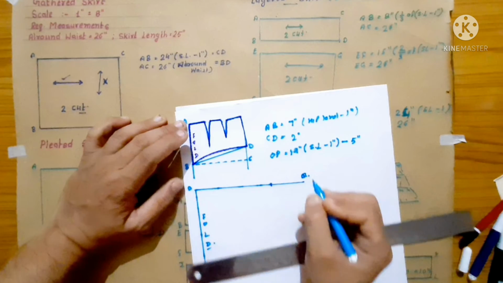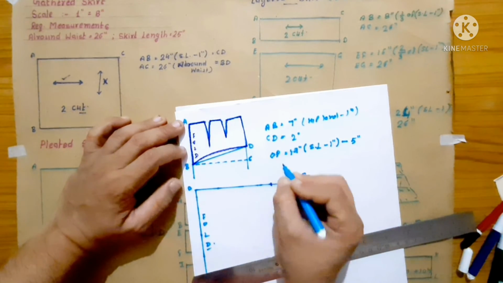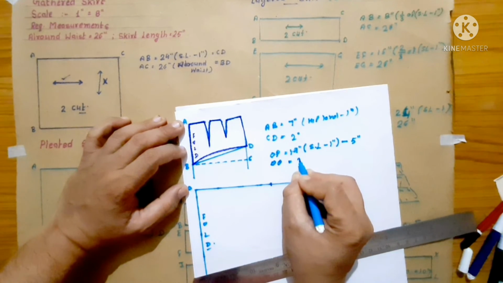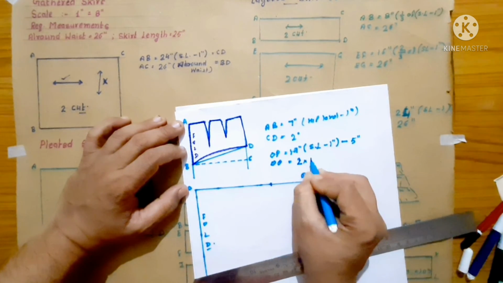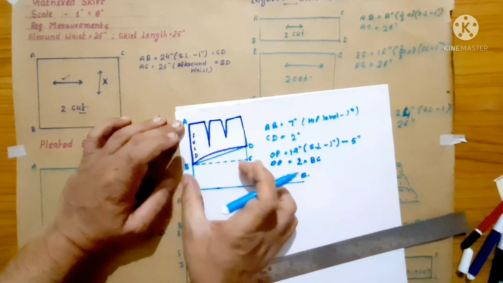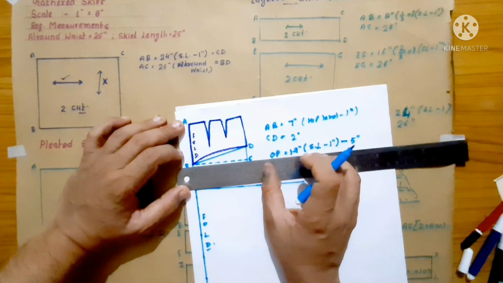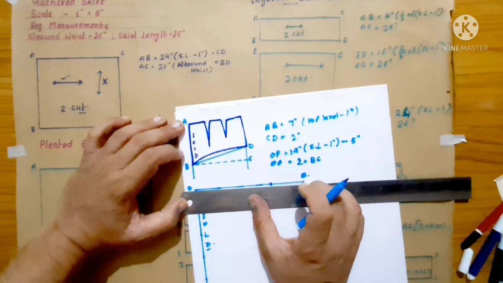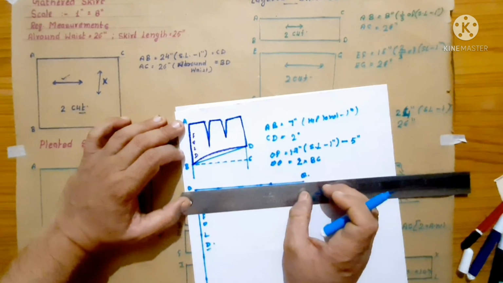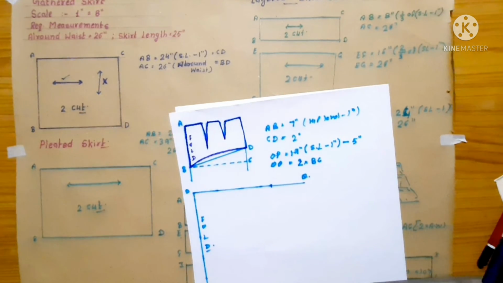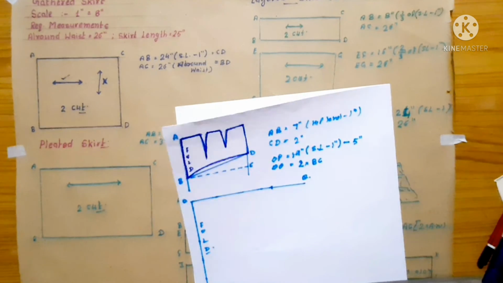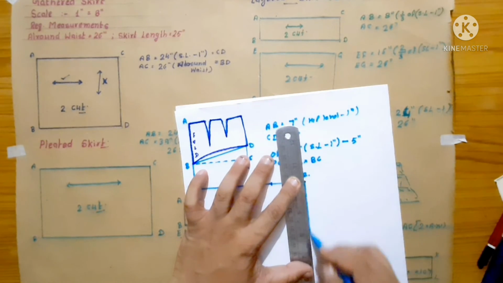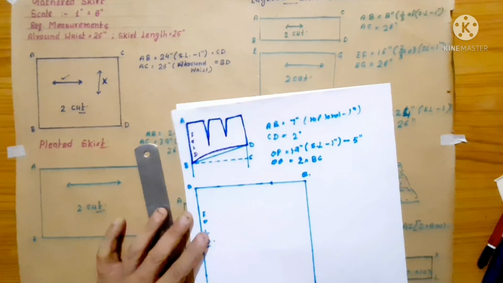Q, here OQ is equal to 2 into BC, double of this. If you measure this, this is 9.5 or 9, so here I am taking 18 or 19 inches, right? So again I'll do the same here also, and we just have to join this. This is the skirt portion.